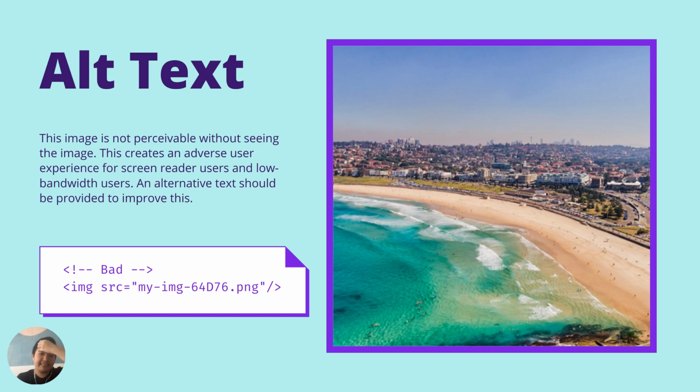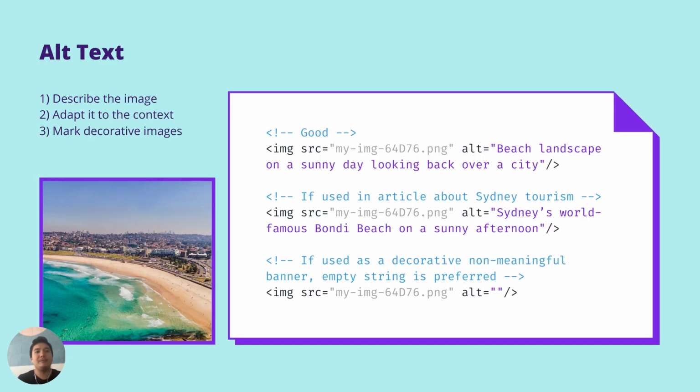So there are 3 steps to alt text. The 3 steps are describe the image, adapt it to the context, and mark decorative images. So what we're looking for is a sentence or a phrase that's best going to describe what it is. So we're not looking for a word or 2. That's really important to understand.